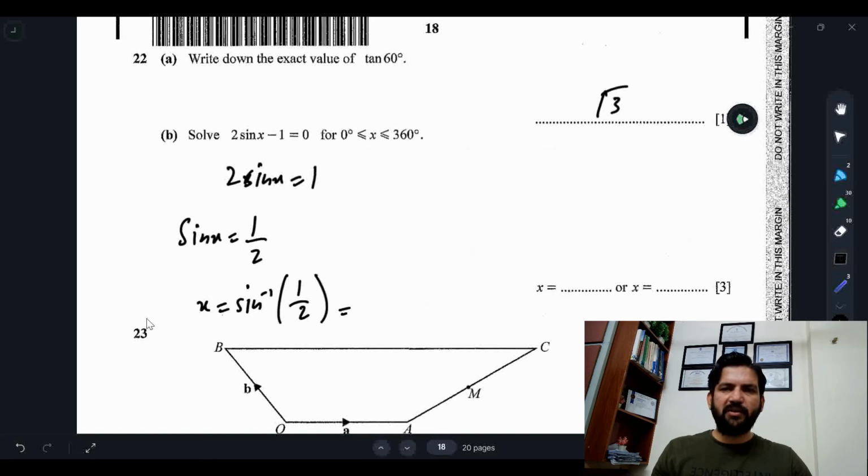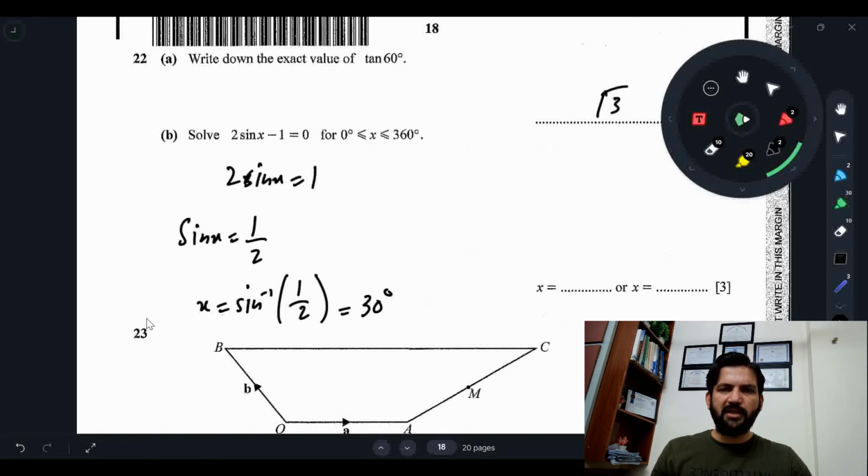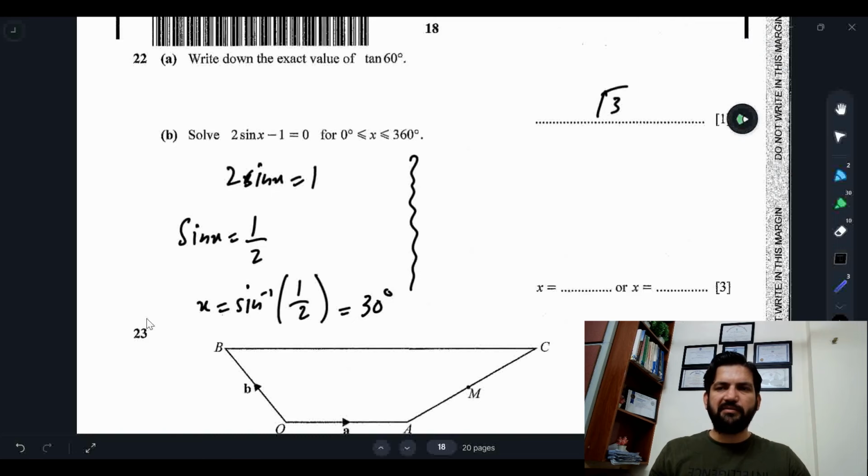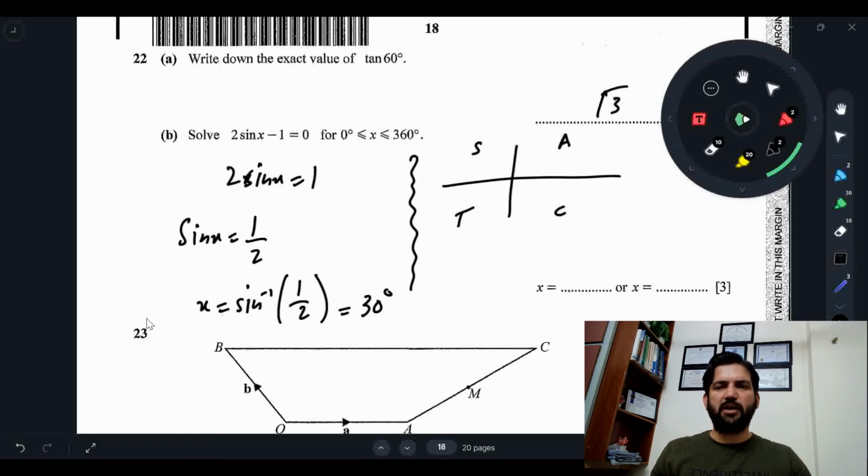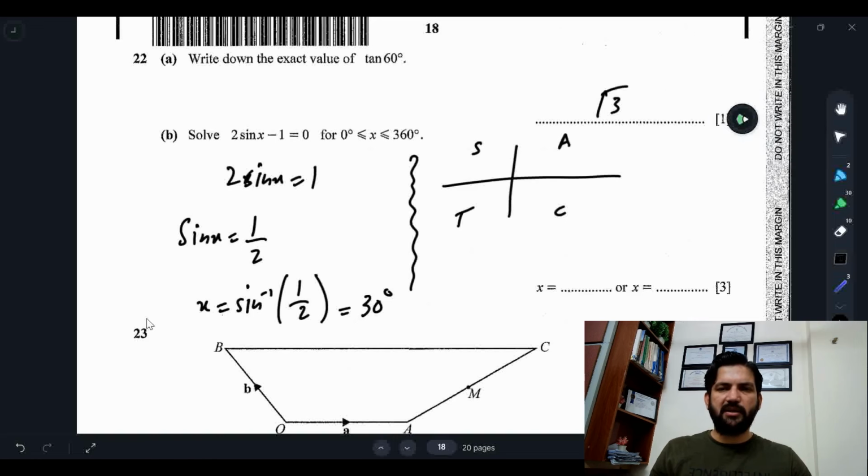Now the next step is we have to use the CAST diagram. By the way, you can use this working in the rough space or on an extra space, so you can save the space for your original working. This angle will be 30, this angle will be 30. So x will be equal to 30 degrees and x will be equal to 180 minus 30 degrees. So you will have two answers, x is equal to 30 and x is equal to 150 degrees. I hope that the concept is clear.